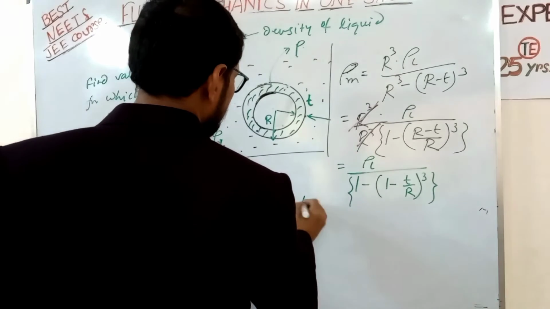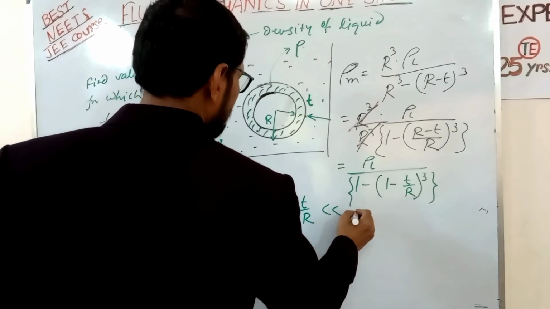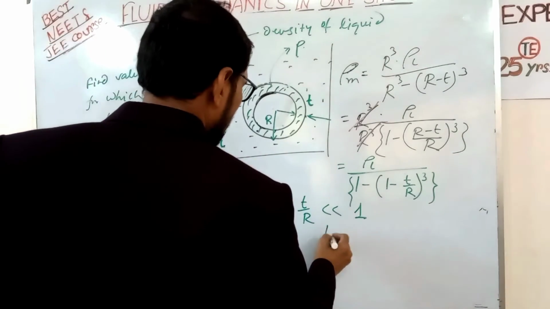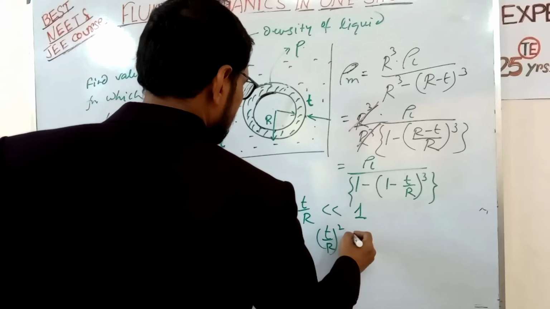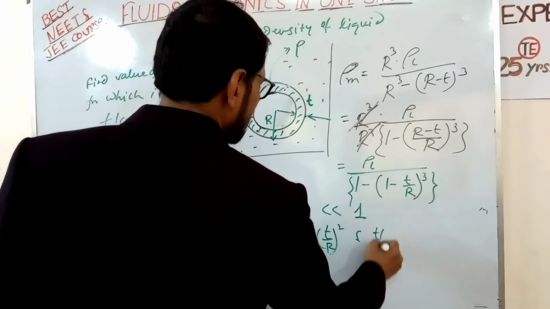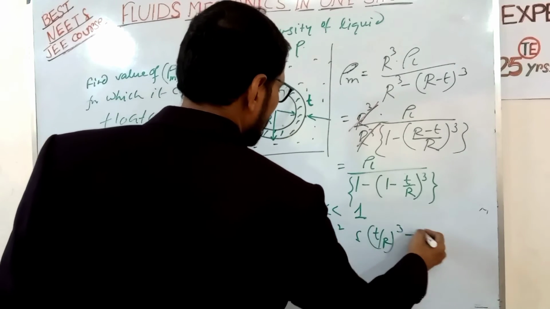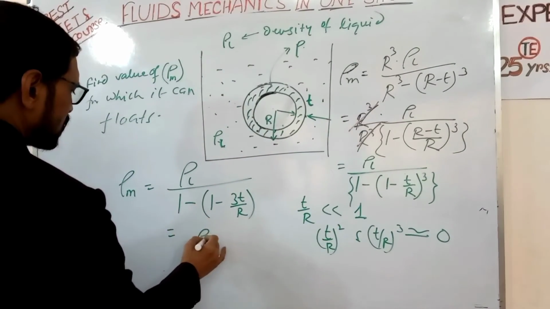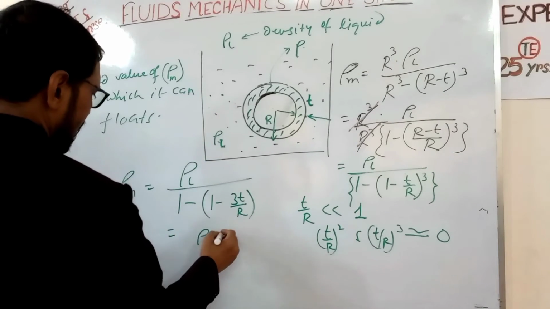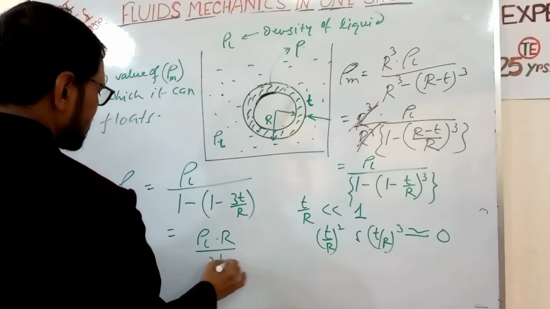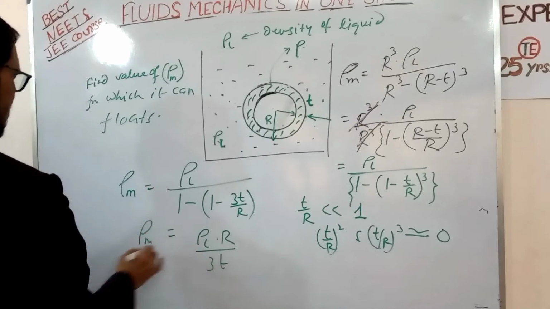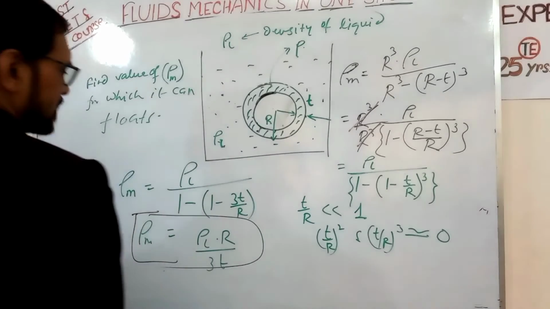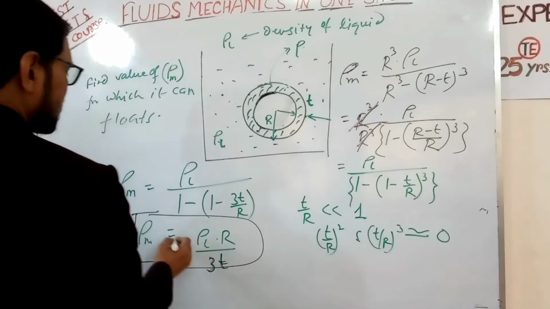Now t by r is less than 1, so we neglect the higher powers, that is t by r squared and t by r cubed, which is almost 0. So we neglect the higher power. We get this equal to rho L on 3t by r. R and t are all given. So this is the answer.